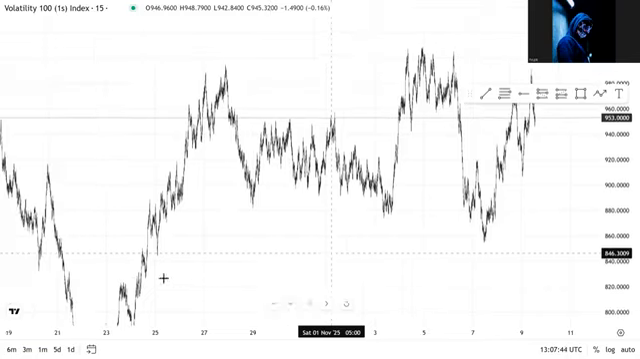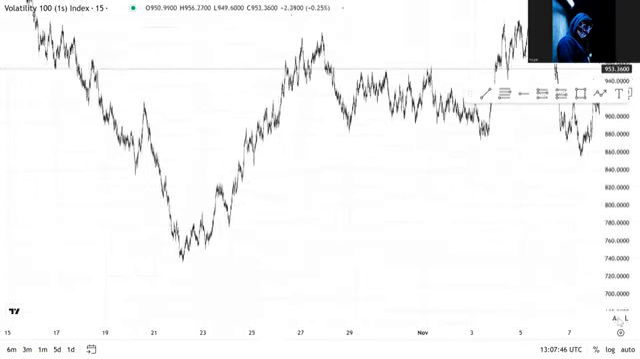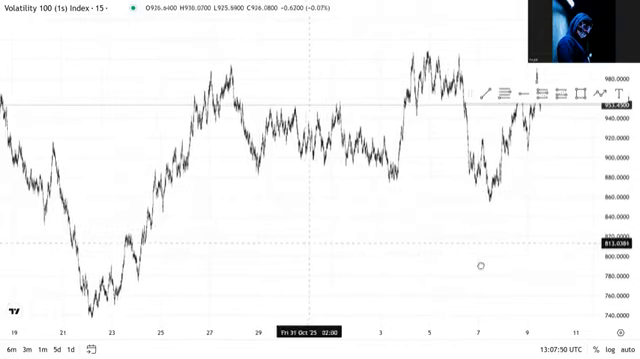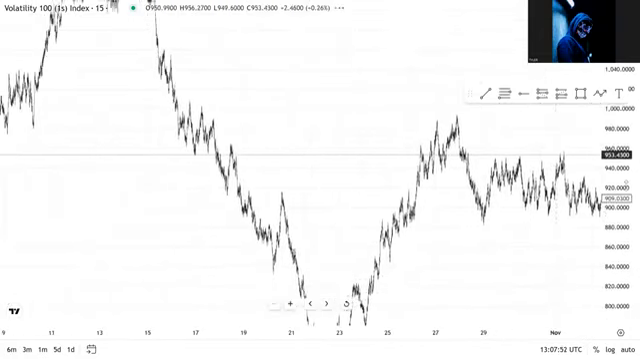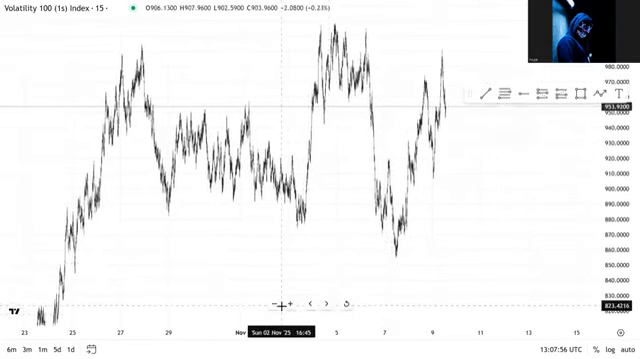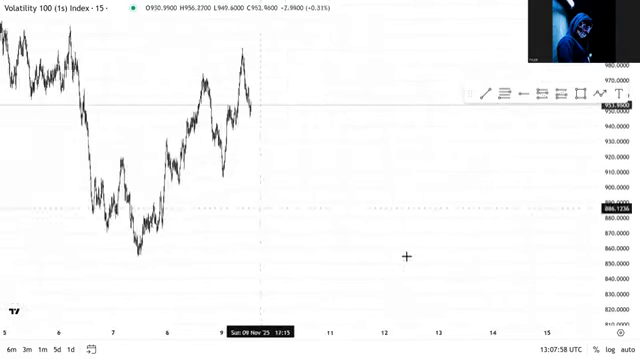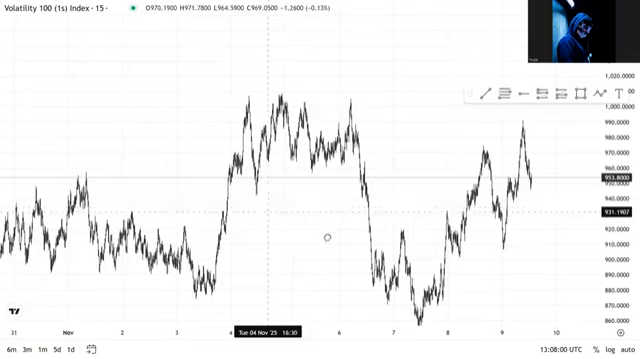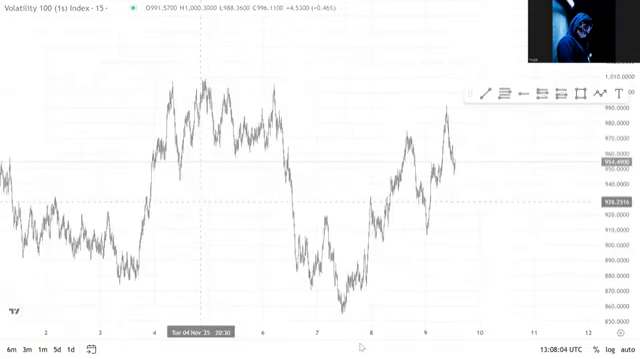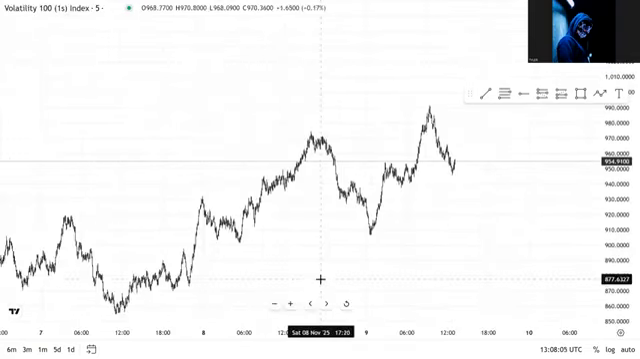Okay, so what do you see right here? Let's go to the 5 minutes time frame. I always trade the 5 minutes, right?